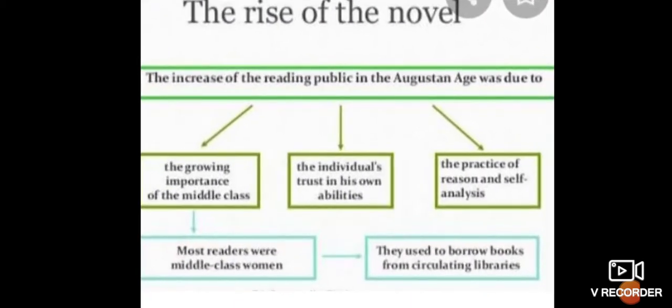See, the rise of the novel. I hope the slide is visible to all of you. The increase of the reading public in the Augustan age was due to the rise of the novel. There were many factors that gave rise to the novel. What were those factors? First, the growing importance of the middle class, as it was the industrial revolution. There was growth in the importance of the middle class, and people were emerging out. Second, the individual's trust in his own abilities.